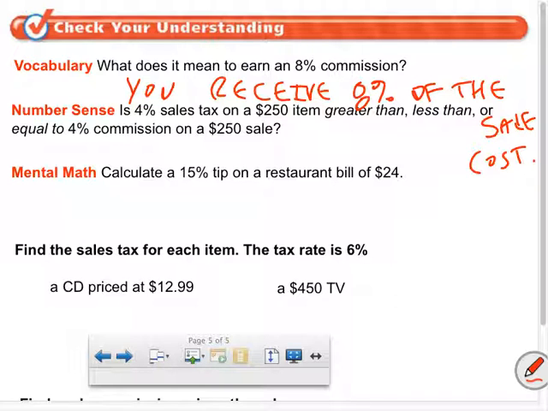Is the sales tax on the same amount of something you buy, is it equal? You say it's equal? I agree with you. It is equal.